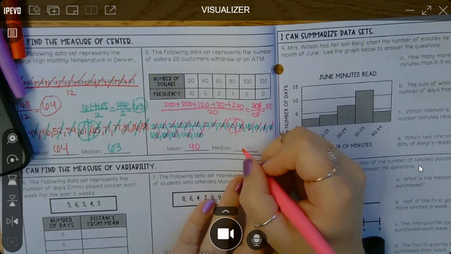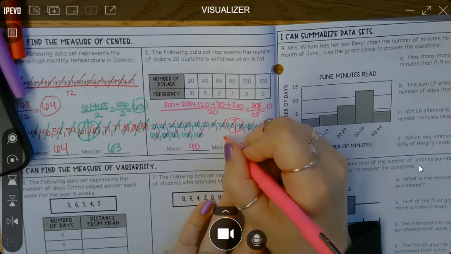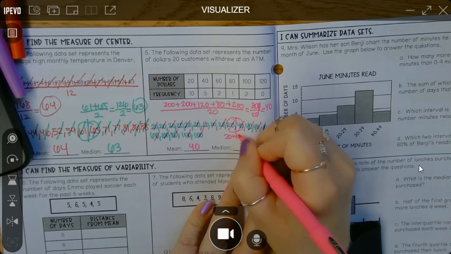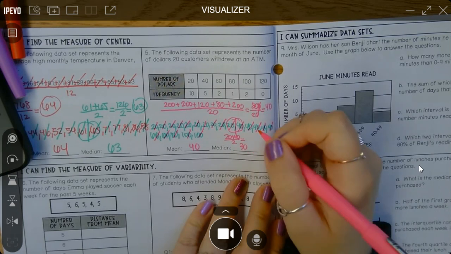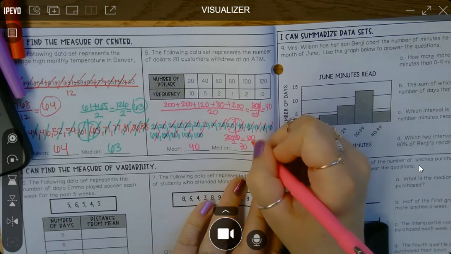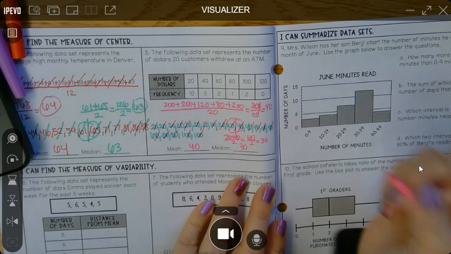Well, what's between 20 and 40? 30. If you didn't know that, add them together and divide by 2. Well, 20 plus 40 is 60, and 60 divided by 2 is 30.